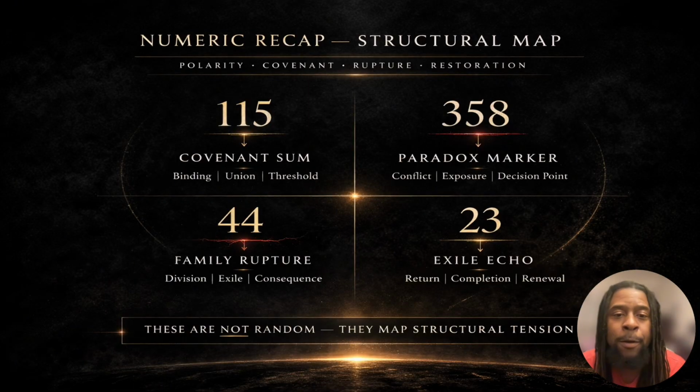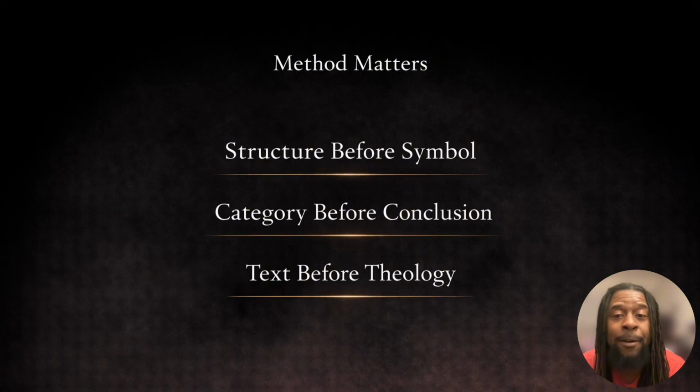And then we just have the numerical numbers that we used. Just to recap, the covenantal sum for Azazel was 115. I used Ben David and Bat Gola to culminate those numbers. Obviously, the main normal one that most people know, especially rabbinically, is the Nachash and Mashiach, which is 358. Then we had the 44, which is the blood, the exile, and mother and father together. All right. And then we have the 23 echo of exile. All right. So what I will say is method matters: structure before symbol, category before conclusion, text before theology.